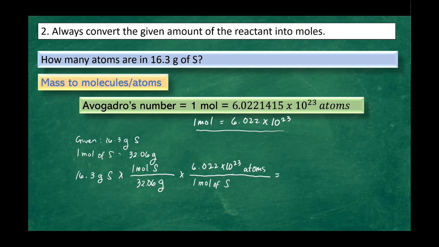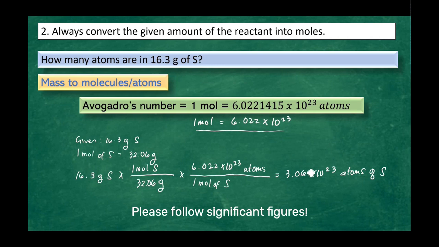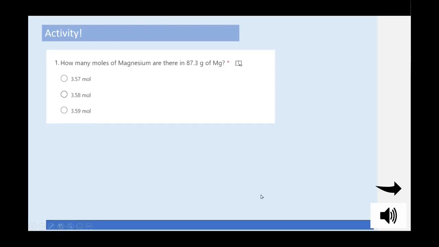Okay, so let's answer this one. So this one is 3.06 times 10 raised to 23 atoms of sulfur. So this is our answer. Still, you have to round it off to the hundredths place. So did you get the same answer, class, in your calculator? So let's have an activity.